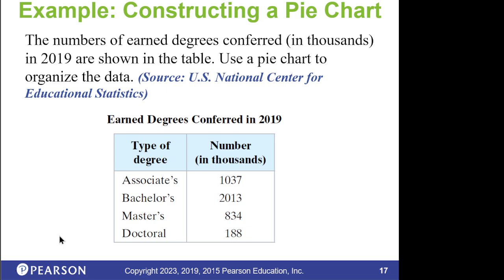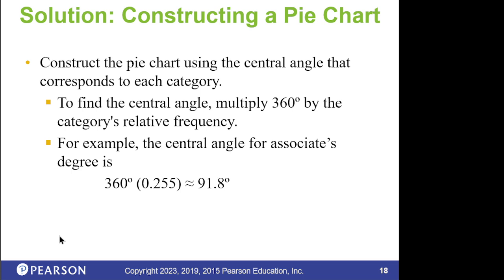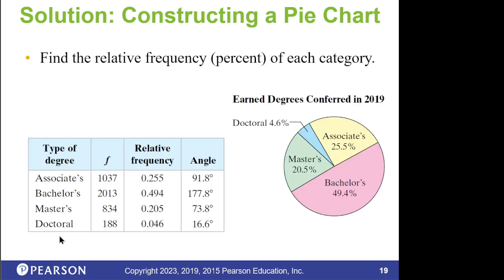So here we have a list of degrees. We have the associate's, bachelor's degree, master's degree, and doctoral degree listed in numbers of 1,000. And so if we want to work our way through the angle, what you want to do is take the relative frequency and multiply it by 360, and that'll tell you how far around the circle to go.